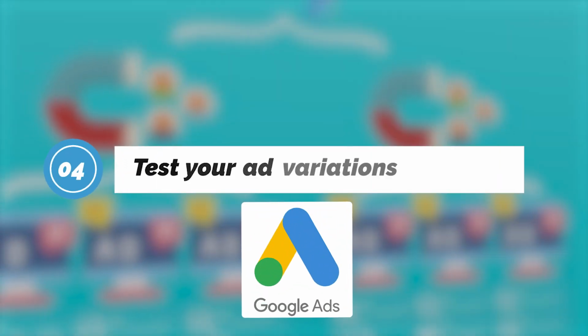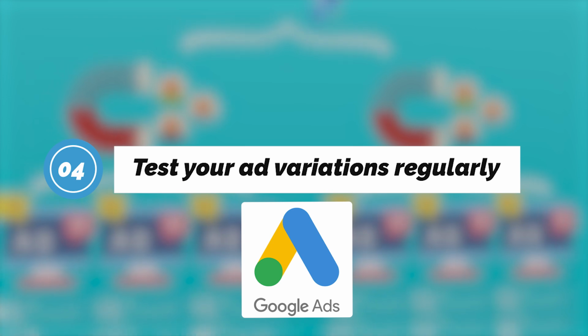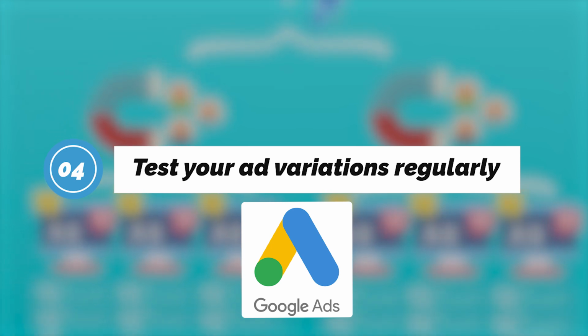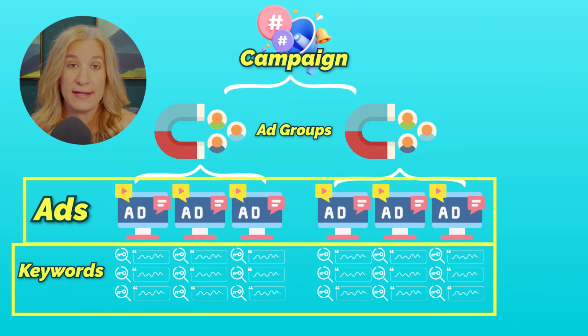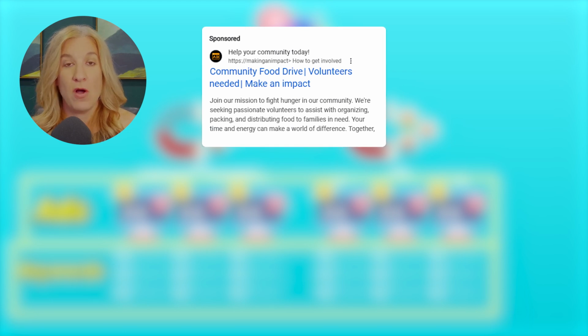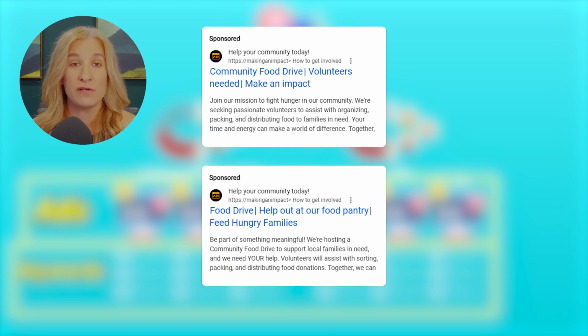Tip number four, you'll want to make sure that you test your ad variations regularly. You don't want to just make one ad in an ad group and let that roll. You really want to make sure that you're making multiple ads within an ad group. That way you can do some testing. Maybe some headlines aren't going to be as attractive as others. So you can make one specific ad using all the same keywords in that ad group, but the ad headline and copy is going to look very different.